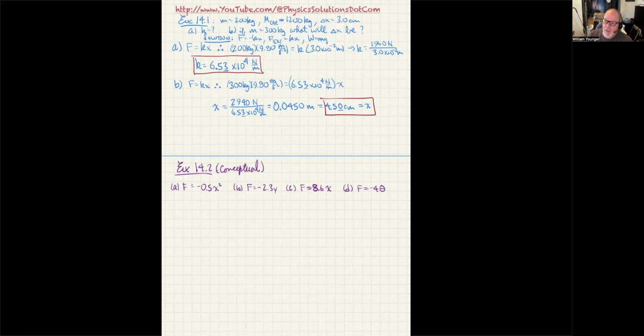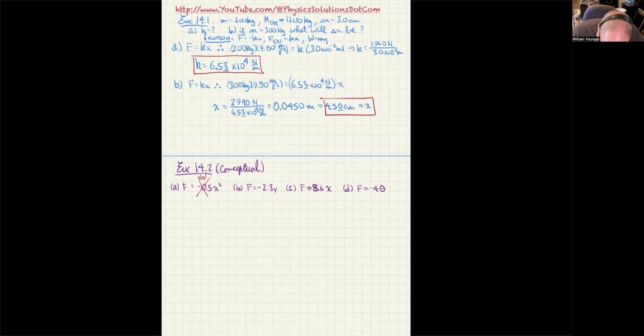So that's good. But what if I put in negative 3 centimeters? If I put in negative 3 centimeters, again, in the proper units, because it's squared, I'm still going to get 3 centimeters squared because the negative times the negative is still a positive, and I still get a force pointing in the negative direction. So that one cannot work. So it would say no.